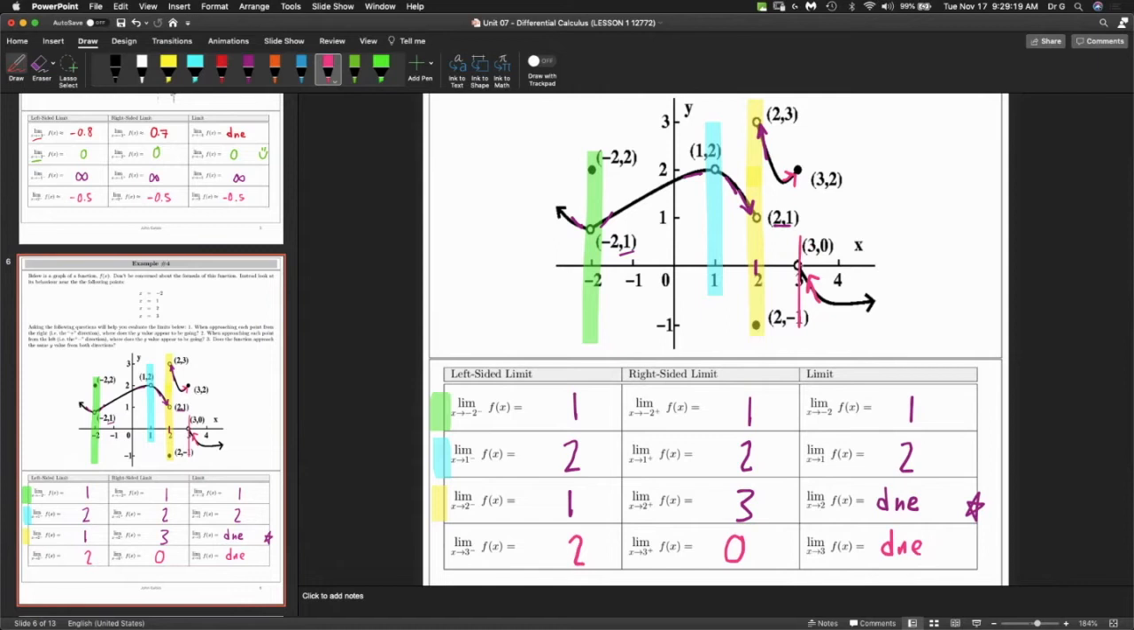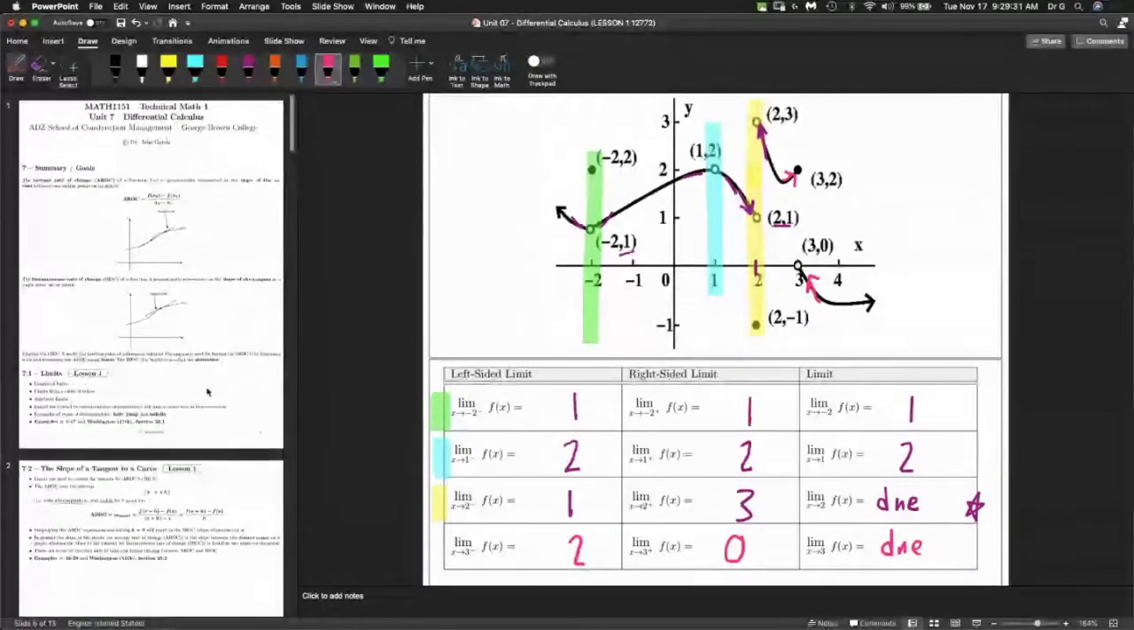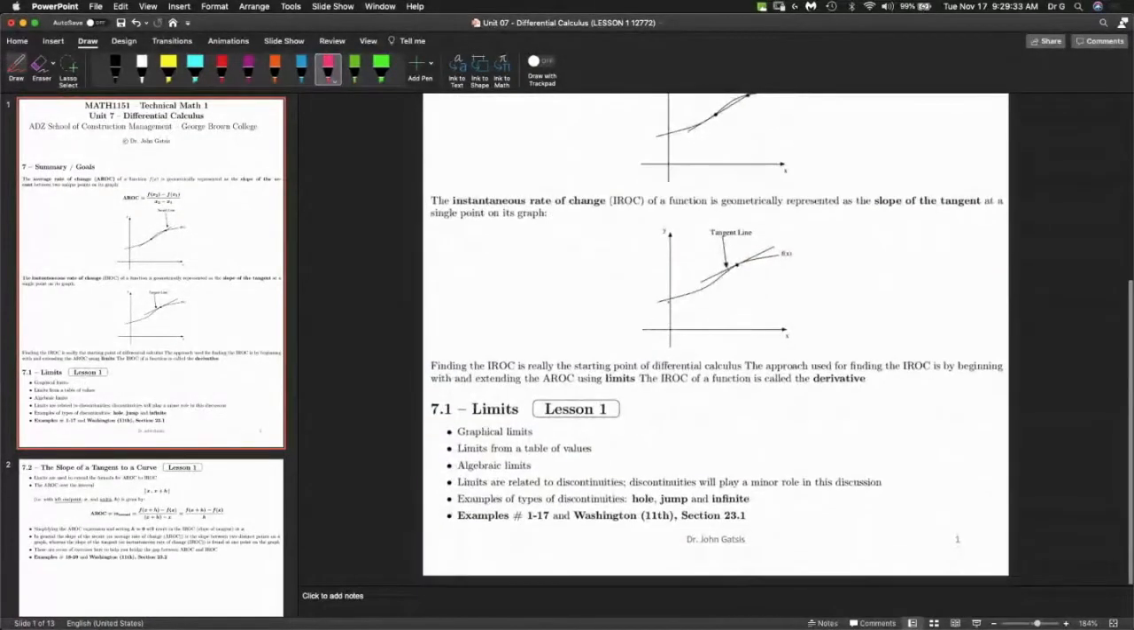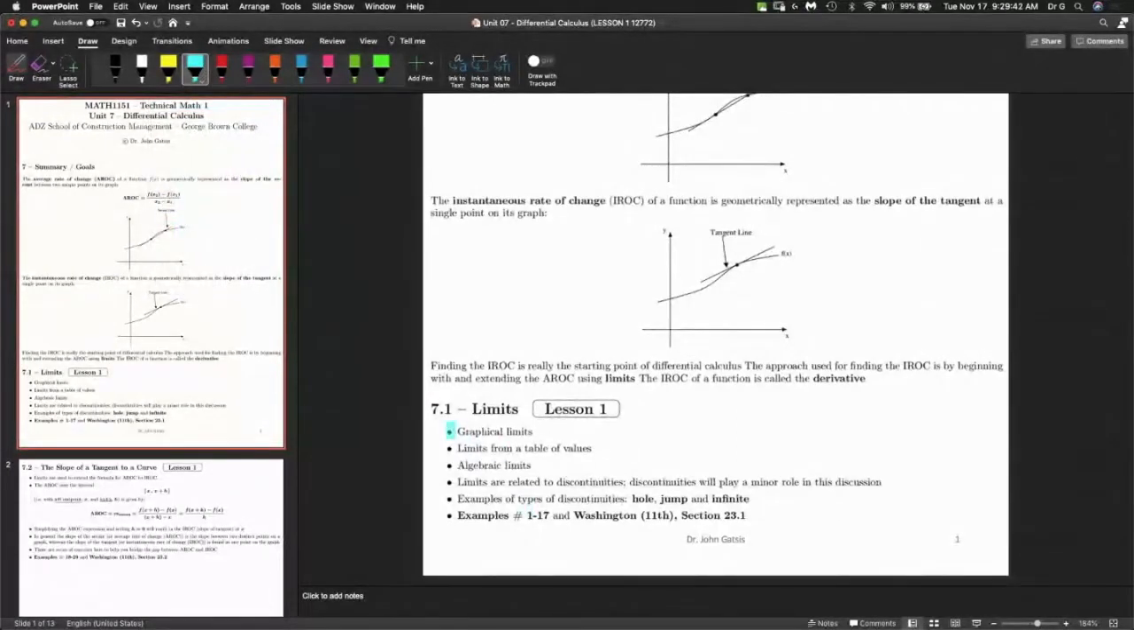So what we've done here in this first 25 minutes or so is explored what are called graphical limits. So if we go back to the outline here, what have we covered right now? Don't get too intimidated, because it looks like we're not progressing very much, but we just did this one, just that.